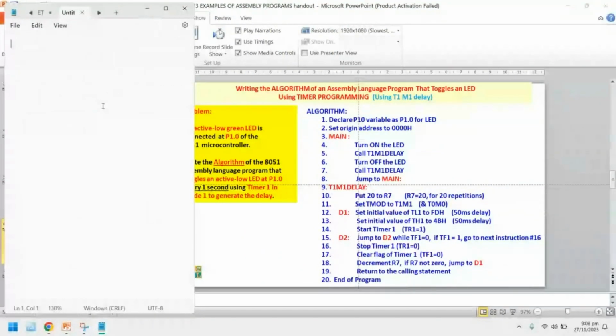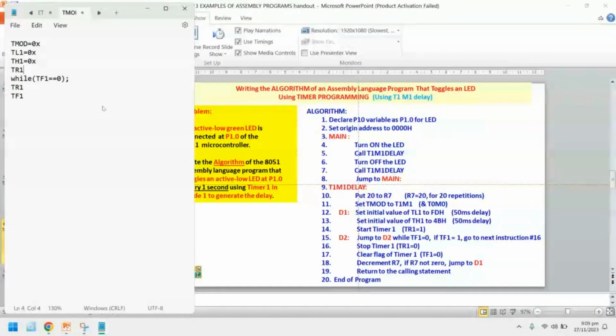TMOD, TL, TH, what else do we put? TMOD, TL, TH, TR, TF, TR, TF, right? And the TF, this is where we put while. Remember this? While TF1 equals 0. Remember this one? We are doing this too many times already. Remember this? Equals 1 1 1 1 1, and then this will be equal to 0x.